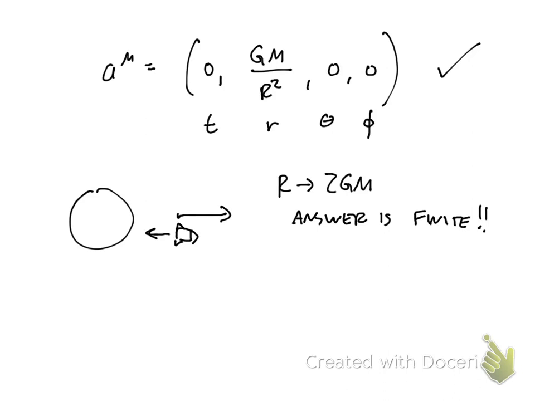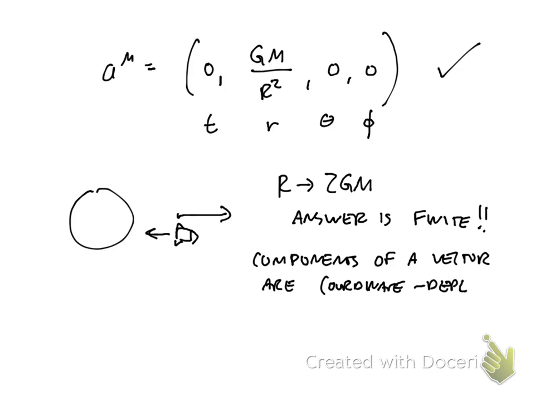Okay, good, you're back. So why is it finite? The point here is, notice that these are components of a vector, and components of a vector are coordinate dependent objects. They're not scalars, so they depend on the coordinates you use. So in particular, the fact that the radial component has some value doesn't really mean anything. We should calculate a scalar to figure out how big the acceleration really is.